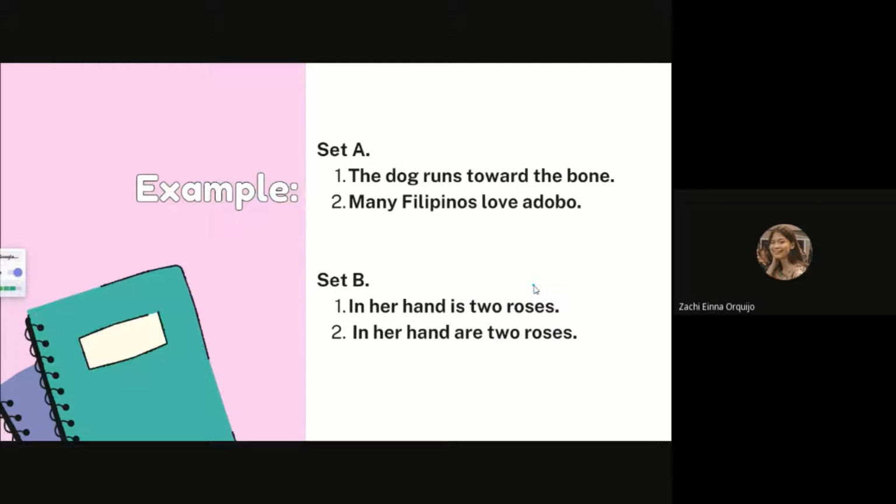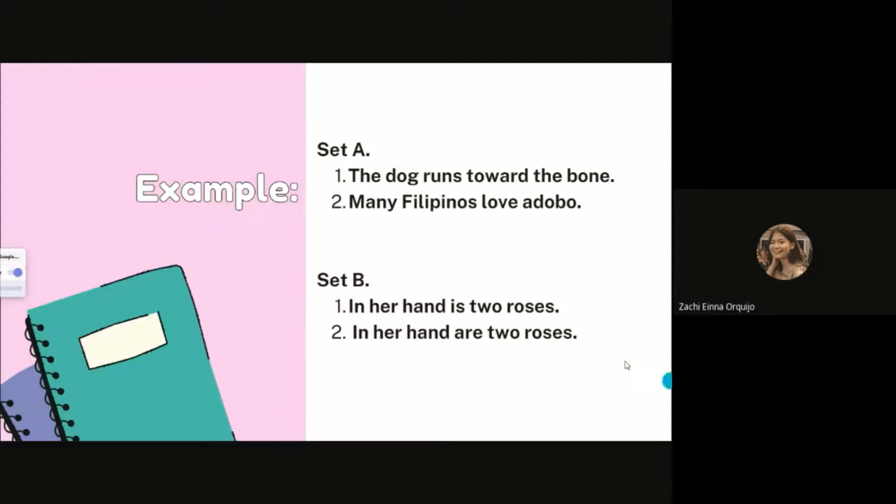Now, kapag may mga inverted sentences tayong na-encounter or nakikita or nababasa, minsan nagkakaroon tayo ng confusion. Hindi natin minsan namamalayan na hindi na pala nag-a-agree yung verb sa subject na pinag-uusapan natin. Kaya nagkakaroon tayo ng mali sa mga sentences natin.